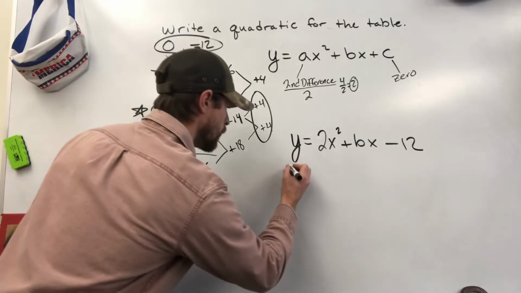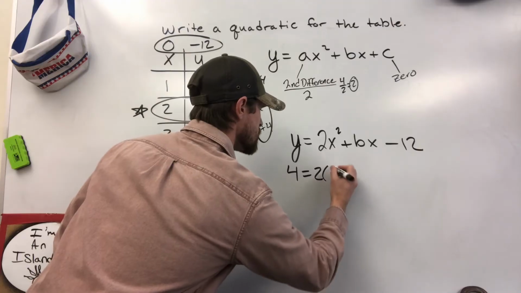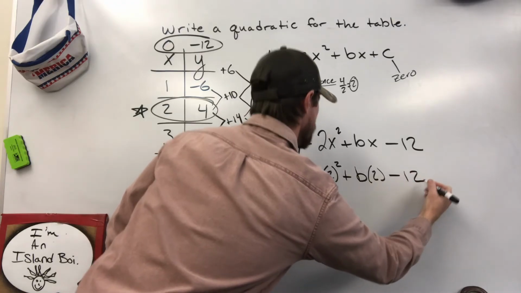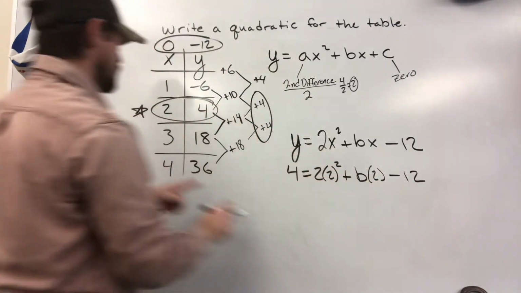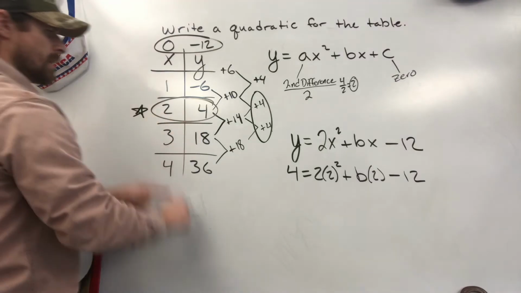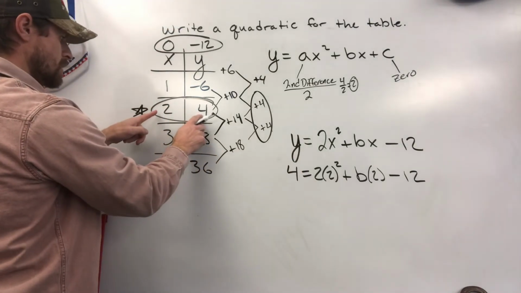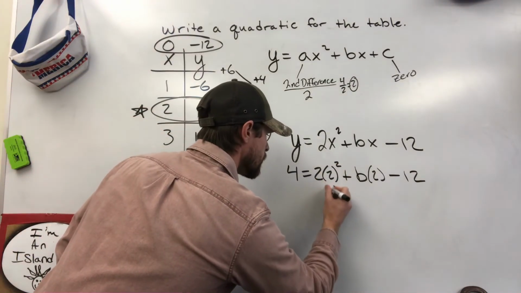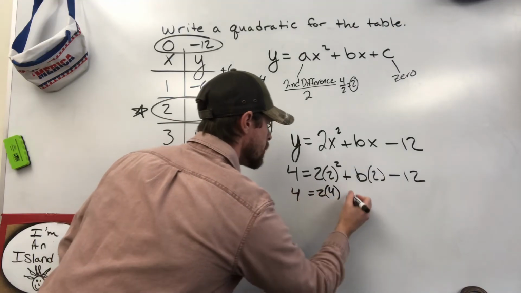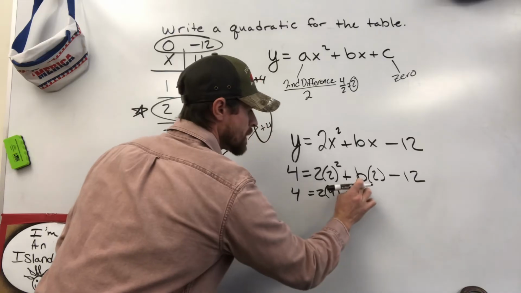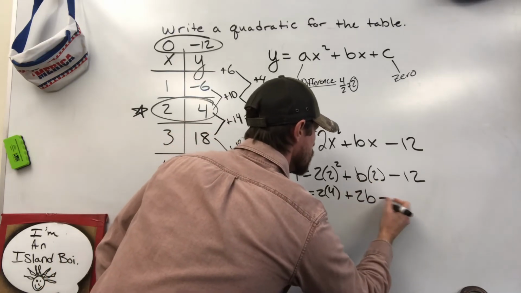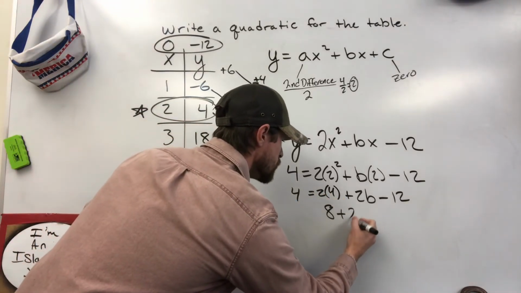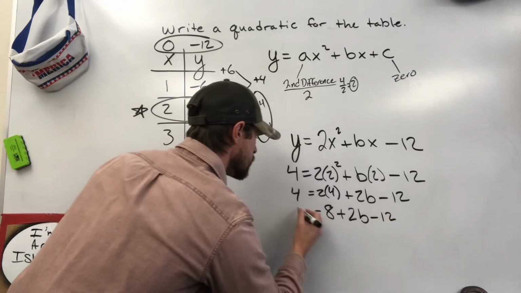So change the y to a 4, change the x to a 2, change the other x to a 2. Notice I replace my x's with 2's because I'm using this coordinate, this point, and I change my y to a 4 because I'm using this coordinate. Now I can solve. 2 squared makes 4, times that 2, plus 2b is how I'm going to write this out. b times 2 is 2b. Okay, 2 times 4 gives me 8, plus 2b minus 12 equals 4.